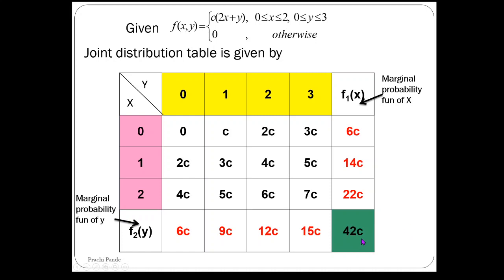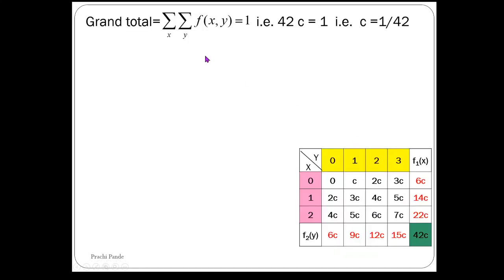Now from this grand total, we are going to find out the value of c. The grand total, that is the double summation over x and y of f of xy, the sum of all the joint probabilities, is equal to 1. That is, 42c is equal to 1, which means c is equal to 1 by 42. So replace c by 1 by 42 in the joint probability function, and you will get f of xy like this.